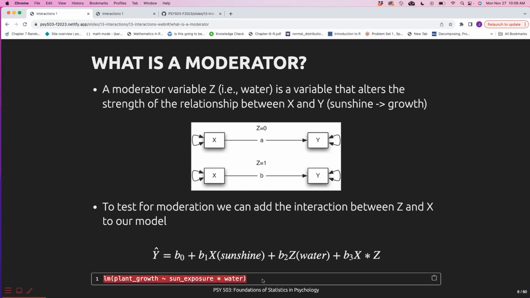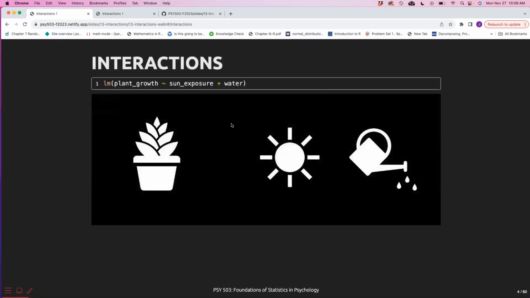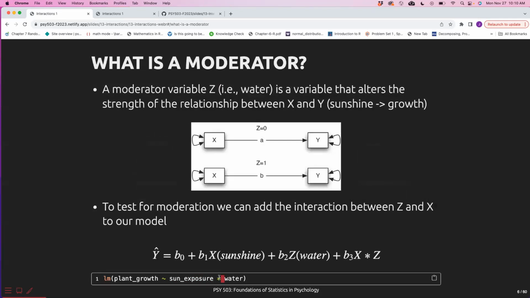If we're going to fit this in R, we would use a syntax that looks similar to this, where we use this little asterisk here. That would indicate that we're interested in the interaction between these two effects. If we were just interested in the additive effects, we would use the plus sign. But we're interested in the interaction. So using this syntax, we would get our separate effects of sunshine and water, but also the interaction between those two, the multiplication of those two factors.